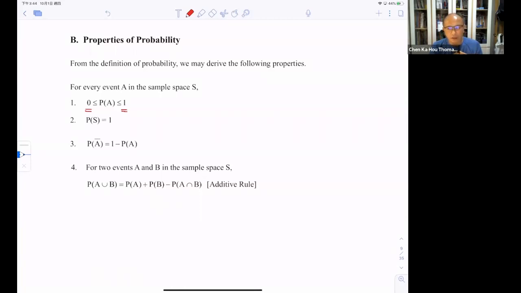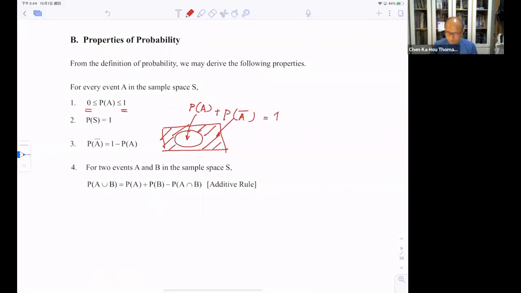The third one is that the probability of the complement of A equals 1 minus P(A). Again, do you remember the Venn diagram? Okay, if the circle inside represents A, then outside represents not A, right? So the probability of A plus the probability of not A is equal to 1. That is the whole sample space. So if we rearrange this equation, P(A bar) is 1 minus P(A).